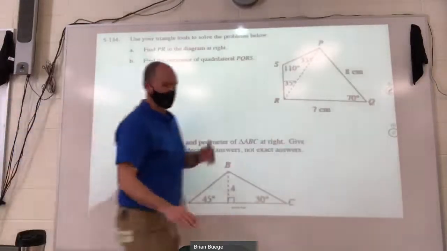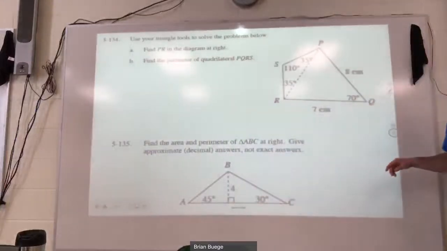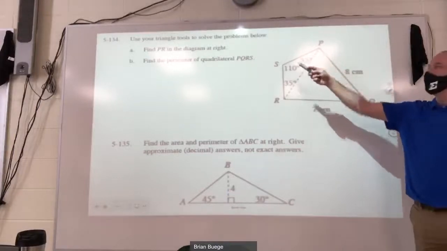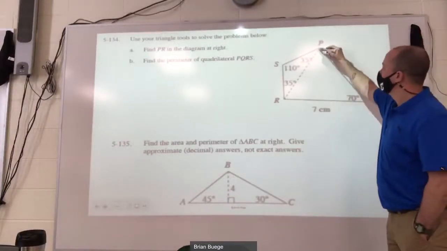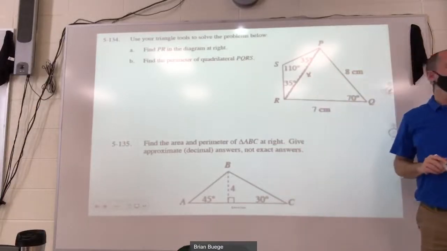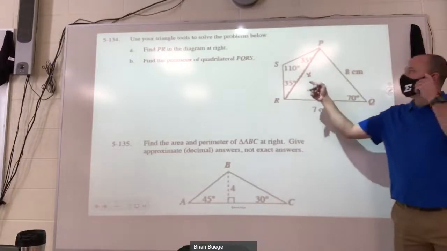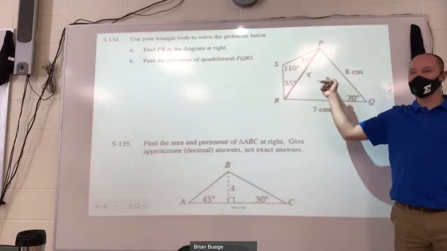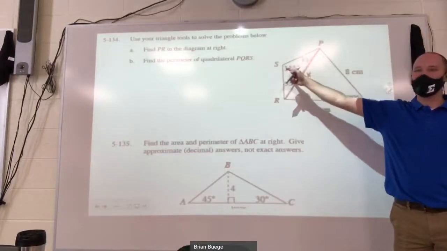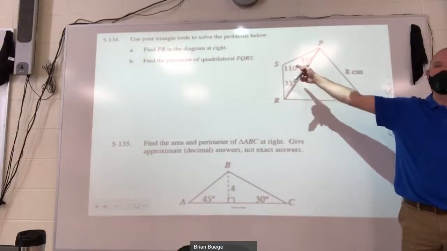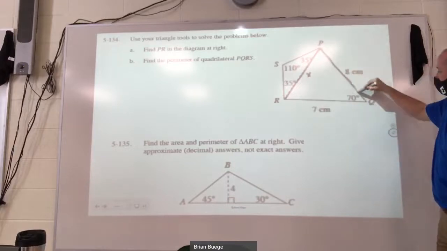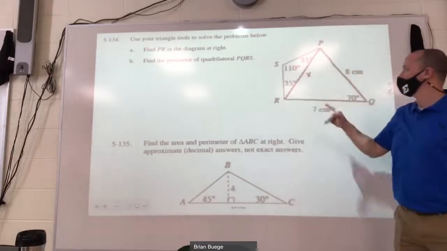All right, so if we take a look at 134, this is kind of a combination problem here, okay? Because in part A, it asks you to find the length of PR, which is this length right here. I'm going to call that X. Which triangle am I going to work with? On the left-hand side, I don't have any side lengths to work with. It's just angles, so that's not going to work out real well. But over here on the right-hand side, if I look at that triangle, what would I use to solve for X?